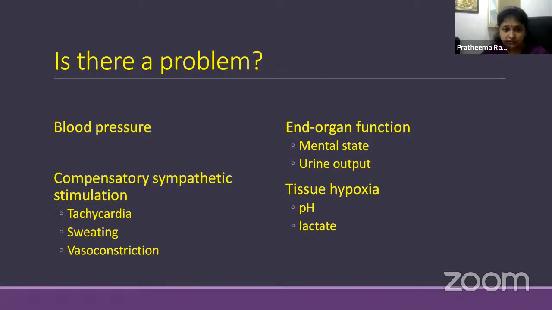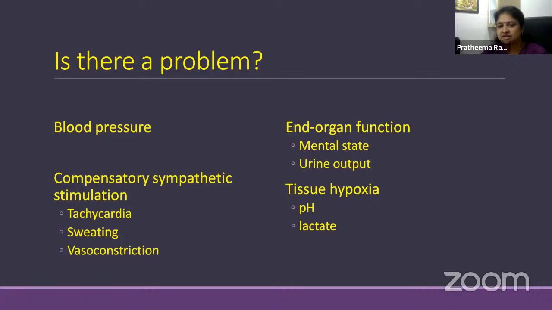So when we look at the patient, we need to know, is there a problem? Okay, blood pressure is normal, but if the blood pressure is normal, we cannot rule out a shock, because there can be some compensatory mechanism going on. That's why we need to look at the heart rate. If the patient is tachycardic, sweating, there can be a vasoconstriction, we don't know. So the body is trying to keep the blood pressure normal. So the blood pressure, if it is normal, cannot rule out a shock. And we need to look at the end organ function.